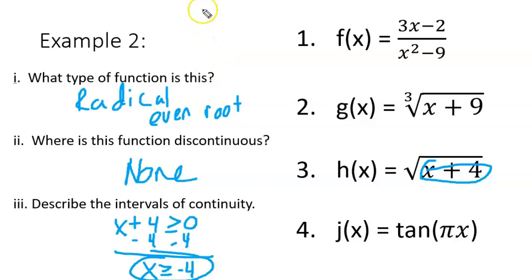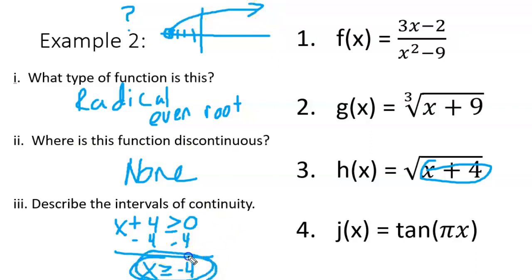If you were to graph this function, it would look something like this. You don't have to graph it, but I'll just show this to you. As you can see, there are no holes, gaps, or jumps in the line, but the graph starts right here. There's nothing over here on the left side. So there are no points of discontinuity, but it's continuous from -4 on up into infinity.